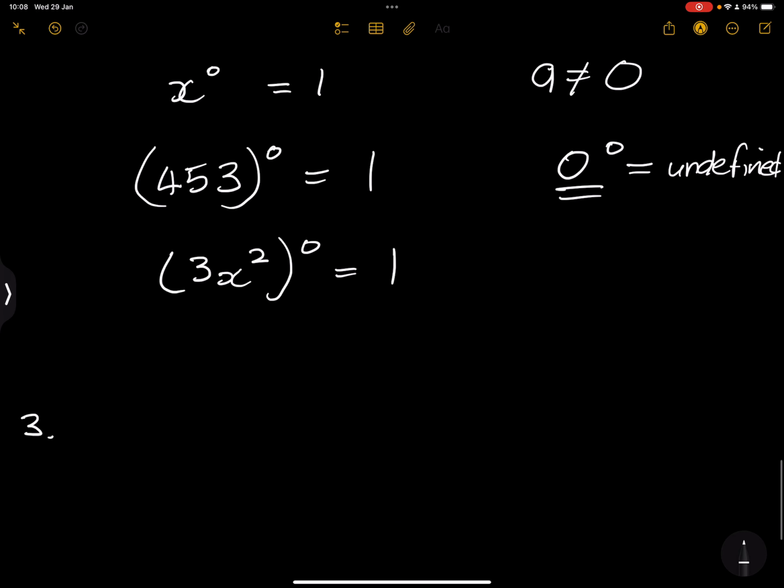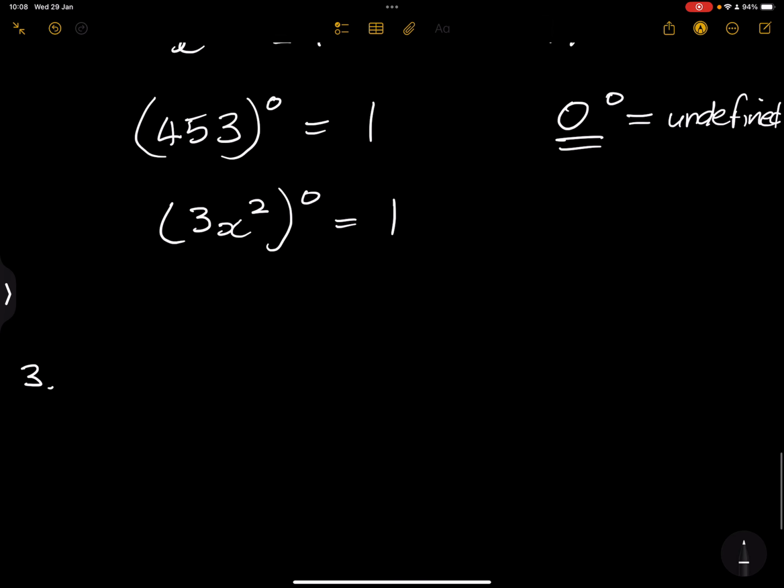Okay, so let's go to another one. Now, remember we said we're talking about exponents and surds. So remember, whenever we've got a surd, now what is a surd? In this case, it's when we've got something that is under a root of some sort.